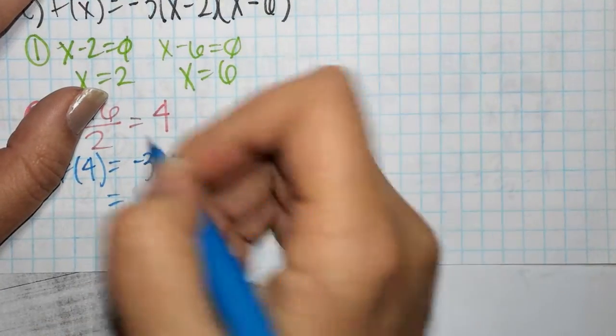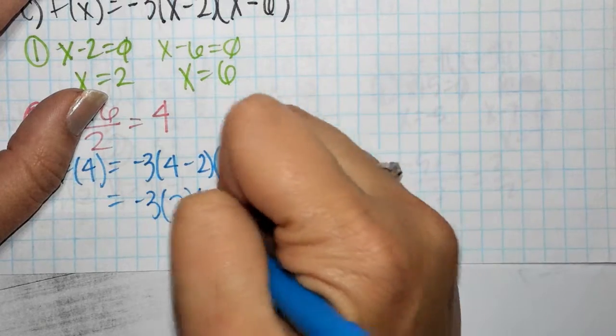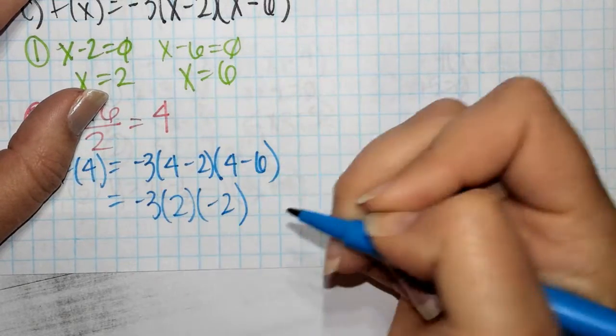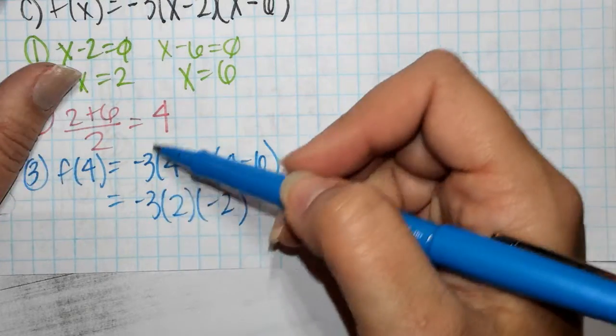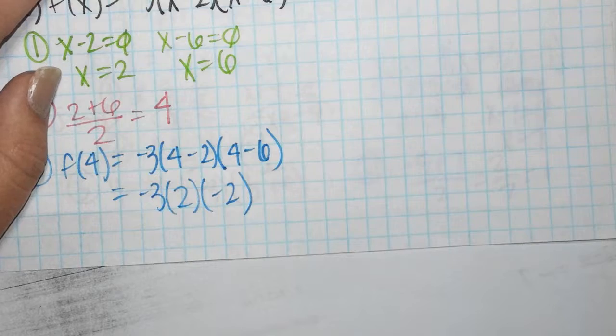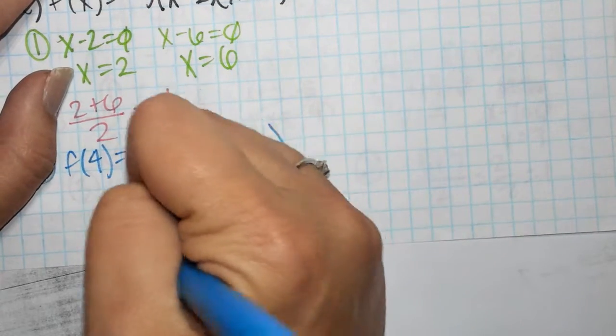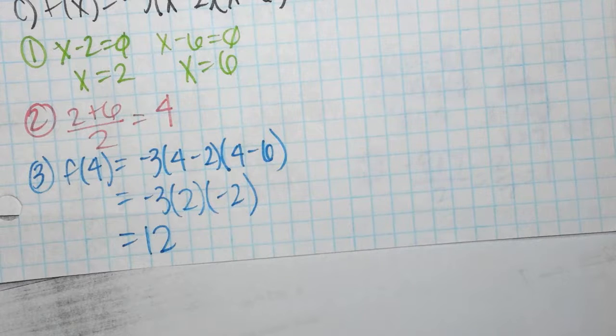Alright, what is 4 minus 2? What's 4 minus 6? Why are you saying it as a question? Alright, now let's multiply. Negative 3 times 2 is? Negative 6 times negative 2 is? Positive 12. Look at us go. It's like we've learned something this year.